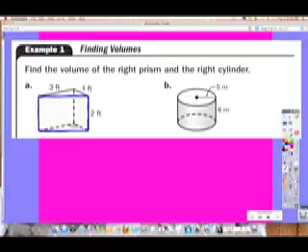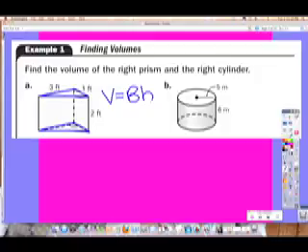Okay, write down your formula. Capital V equals capital B H. Okay, our base is a triangle, so we've got to find the area of a triangle. Let me write in here. The right angle's right here. Do we need to find this hypotenuse? Do we need it for our formula? No, we don't need it. We have everything we need.